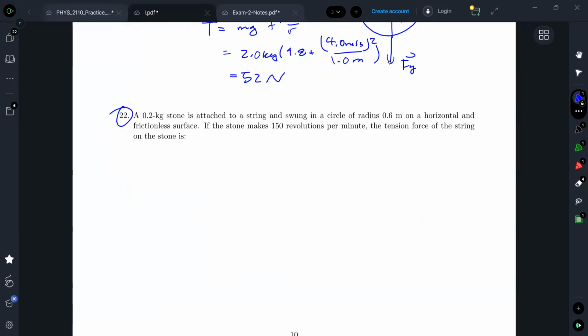A 0.2 kilogram stone is attached to a string and swung in a circle on a horizontal surface. So it's on a surface, swinging around in a circle. That's 0.6 meters. It has a certain mass, 0.2 kilograms, and it's making 150 revolutions per minute.